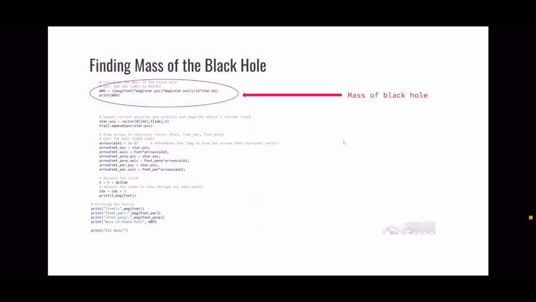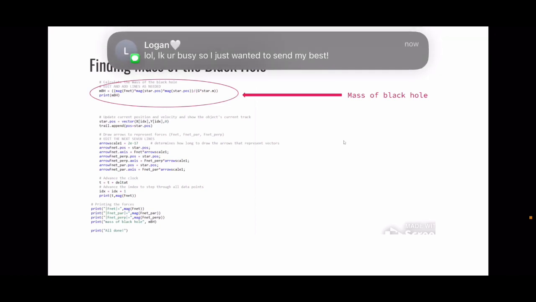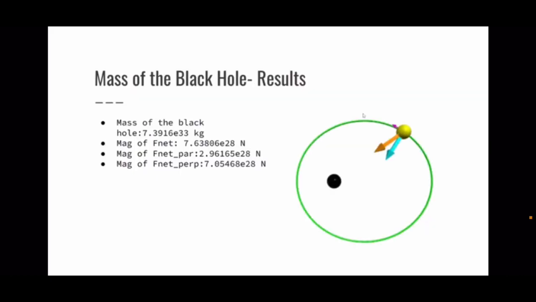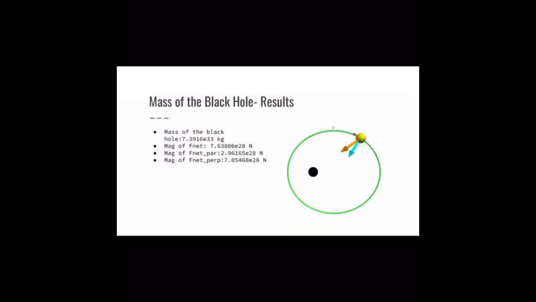Here we have the code that shows us how we found the mass of the black hole, which was basically our kinematic equation rearranged using the magnitude of the net force and the magnitude of the star's position. From that, our code computed the mass of the black hole, which was 7.391 times 10⁻33 kilograms. The magnitude of F net and the magnitude of F net parallel and perpendicular are stated below as well.